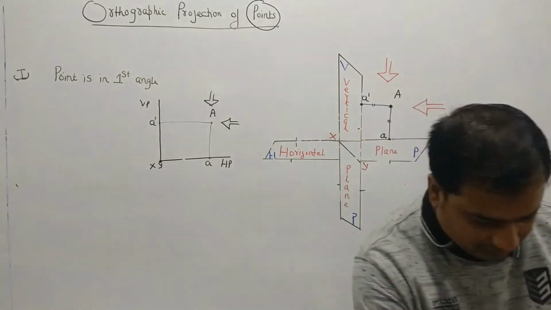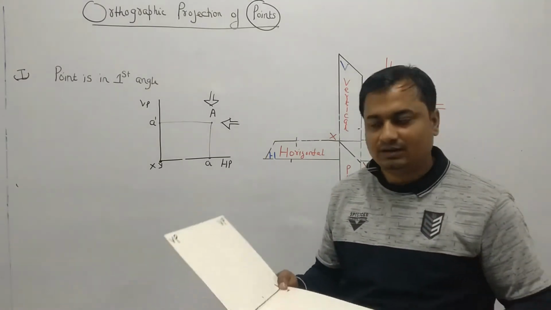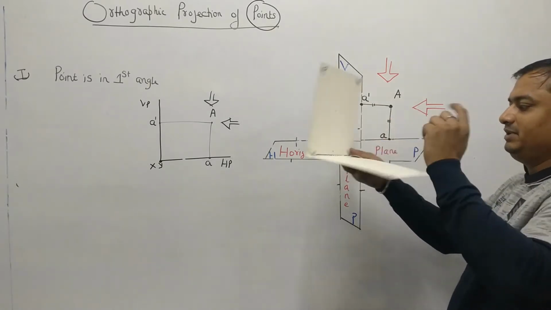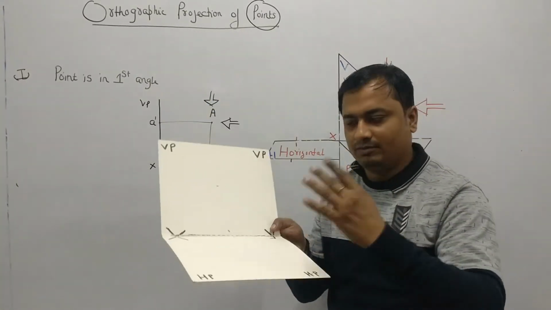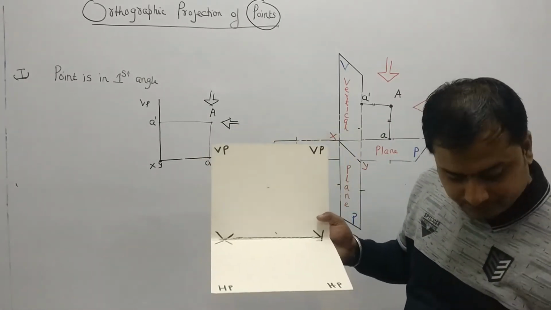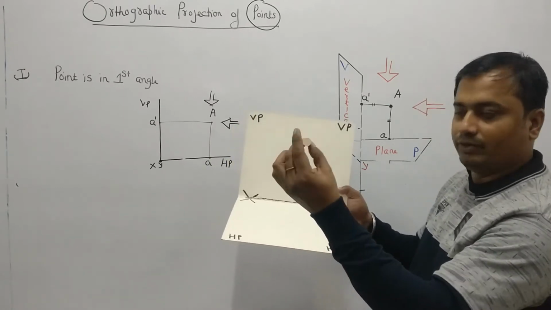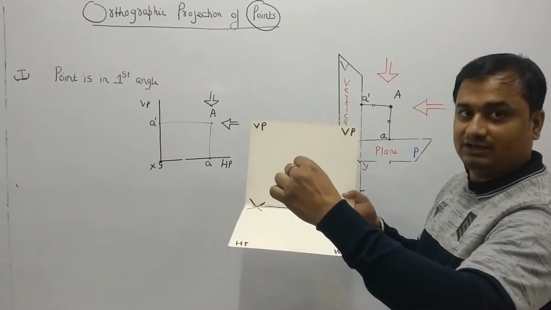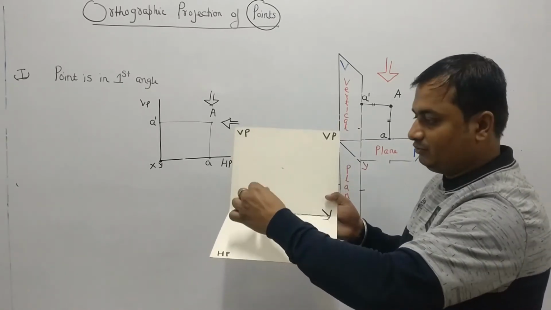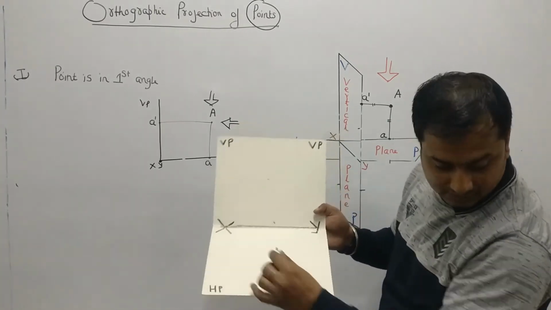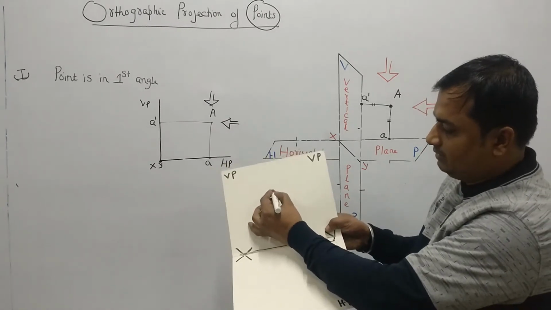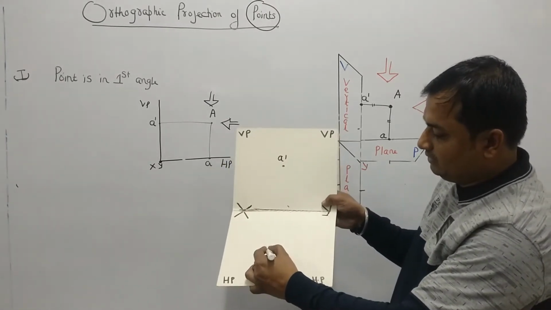One more thing, just to make you more clear: suppose this is the first angle, this is VP, this is HP, this is XY. Let me rotate it for you, just for understanding. This is the point. When you see this point from the front, it is going to lie here somewhere, on the VP. When you see it from the top, it is going to lie somewhere here. If I mark it, this is my front view, A dash, and this is my top view, A.